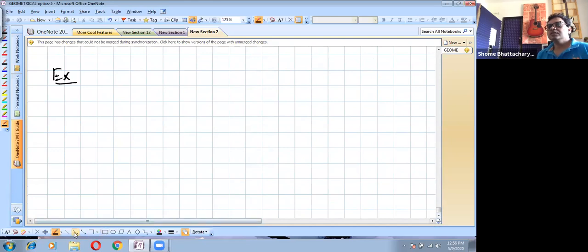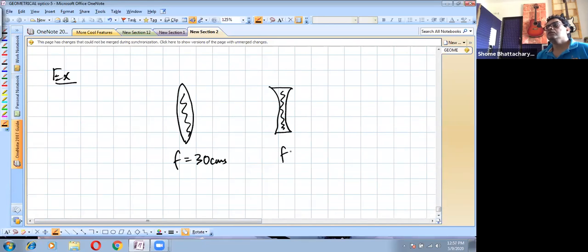So let's take a case where we have a converging lens of focal length 30 centimeters, and we have a diverging lens of focal length 10 centimeters. They have a common principal axis.